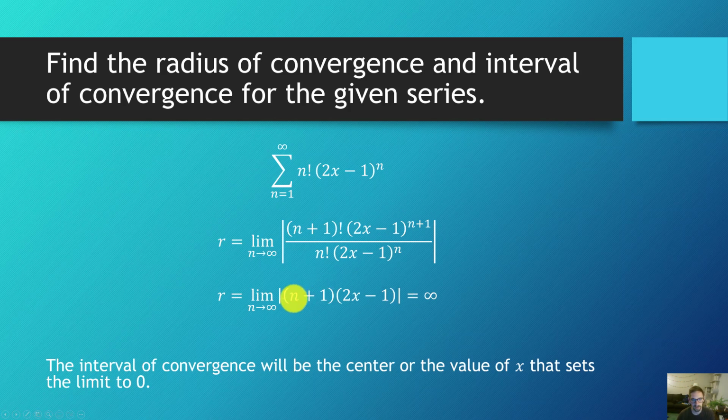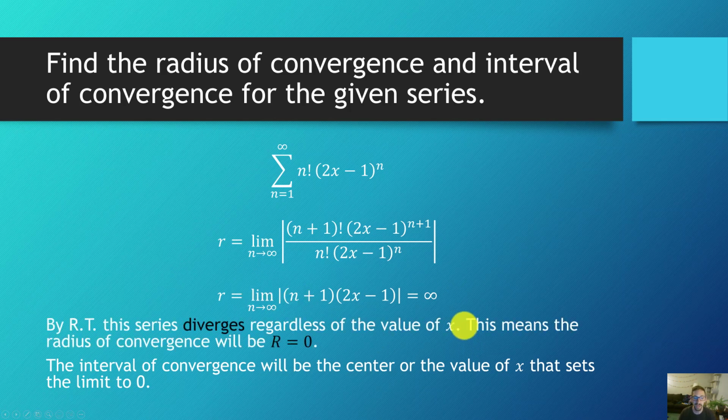But there's only just n in the top, and if n is the only thing that's growing and it's going to infinity, then the whole expression is going to go to infinity, regardless of x. So by ratio test, this series diverges regardless of the value of x. That means that the radius of convergence will be r equals 0. And that will always be true if your ratio test diverges for your power series.